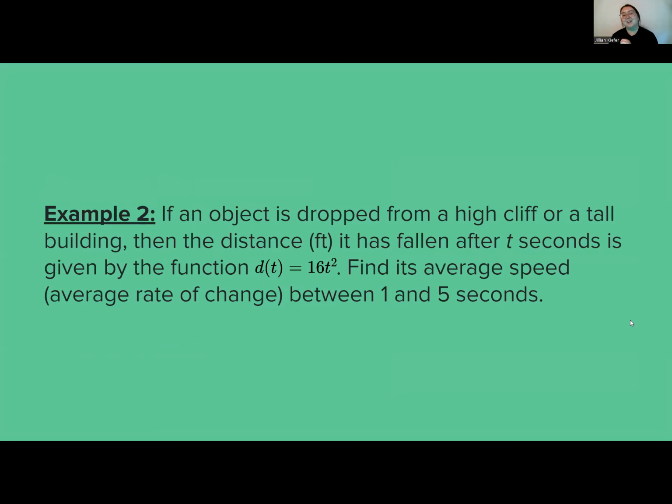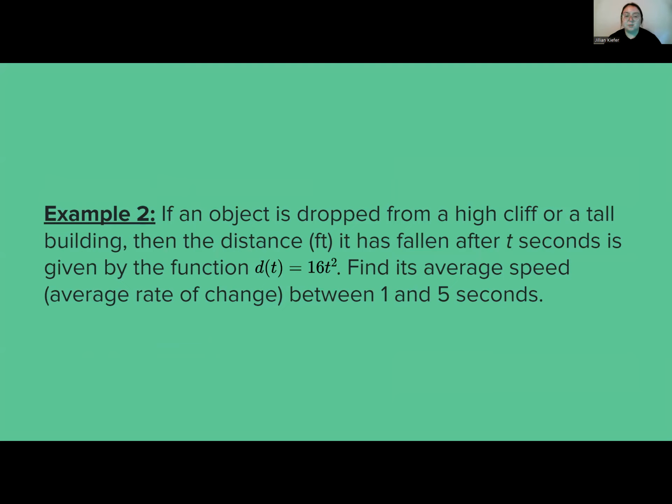So if an object is dropped from a high cliff or a tall building, the distance, which is in feet, it has fallen after t seconds is given by the function d of t is equal to 16t squared. We want to find its average speed or its average rate of change between 1 and 5 seconds. So we have a word problem here.